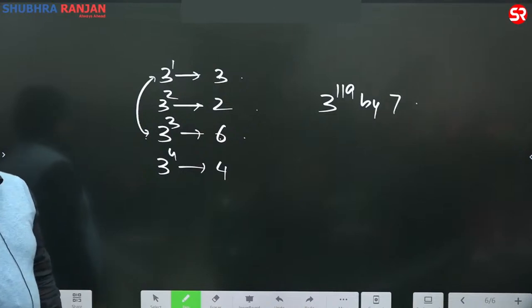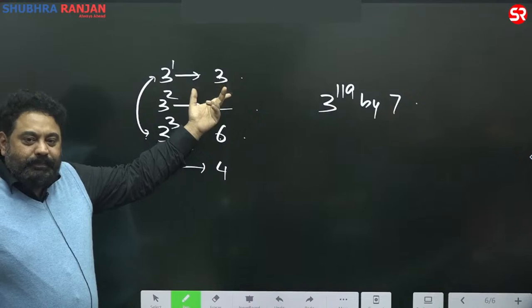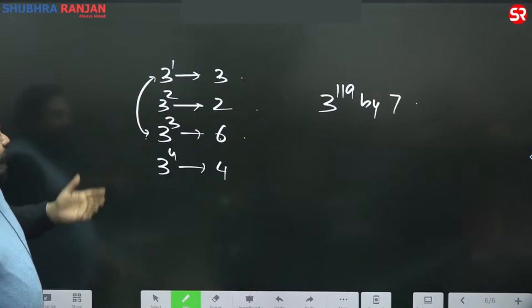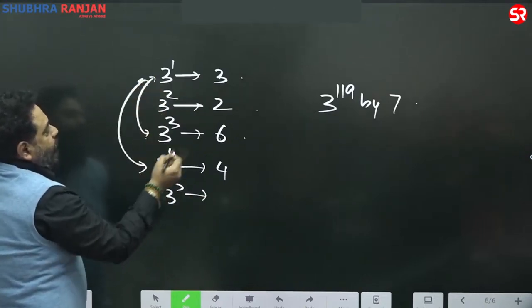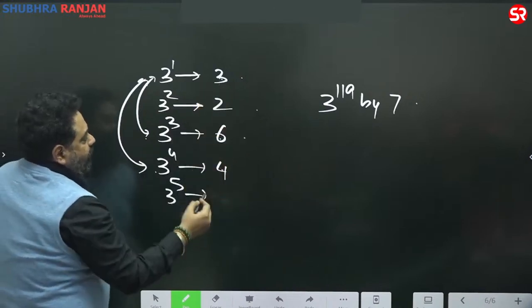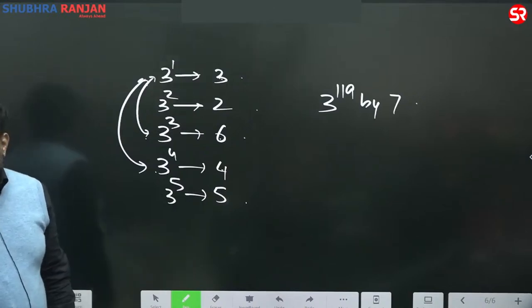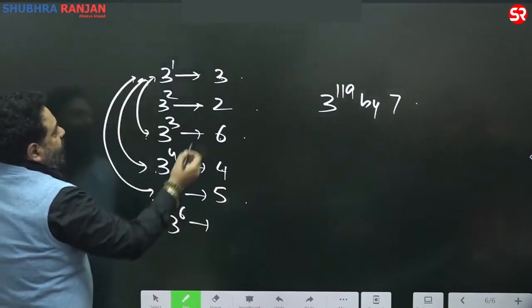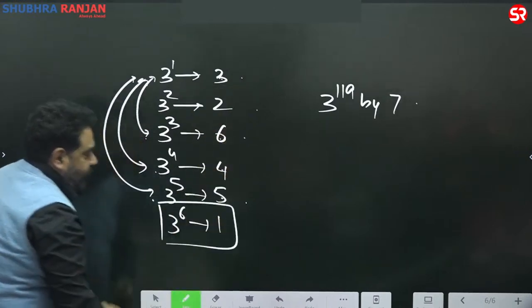See, 3 to the power 1 when divided by 7, it is 3. Got it? Don't worry. Then 3 to the power 5. 3 to the power 5 is 3 to the power 1 into 3 to the power 4. 3 4s are 12. 12 when divided by 7, remainder 5. And then 3 to the power 6 is what? 3 to the power 1 into 3 to the power 5. 3 5s are 15. 15 when divided by 7, remainder is 1. 3 to the power 6 gives you 1.